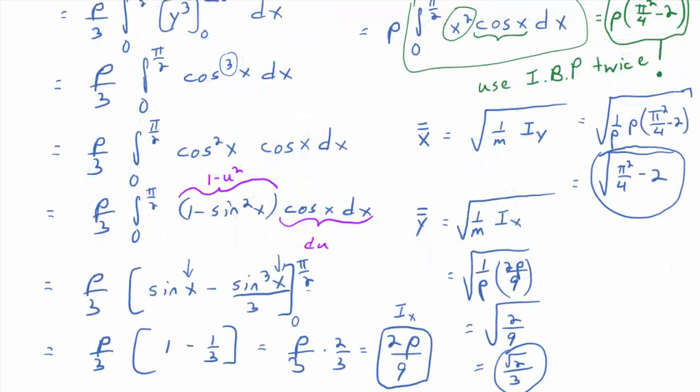And then one other thing I should mention, okay, x double bar is the radius of gyration about the y-axis. Because x, or if you think of a horizontal distance as being represented by x, that measures the distance to the y-axis. And then y double bar is the radius of gyration about the x-axis.